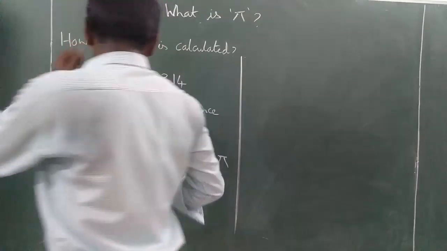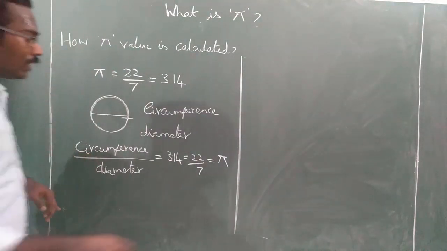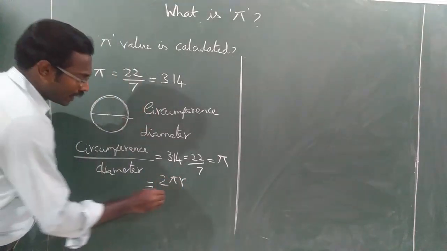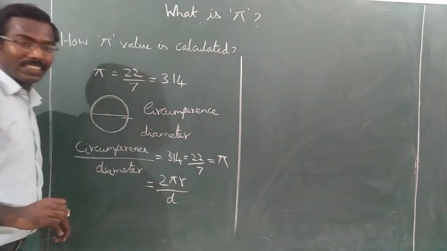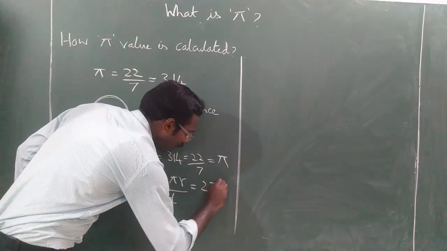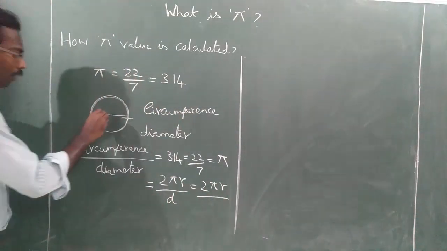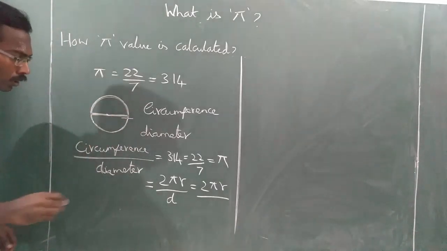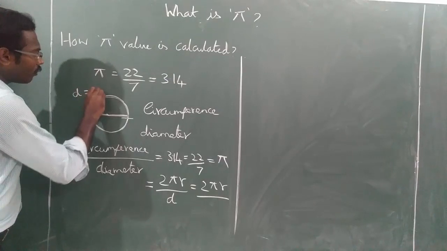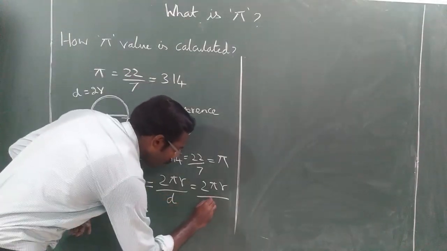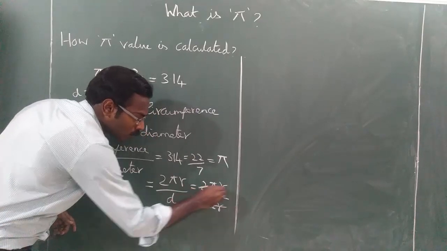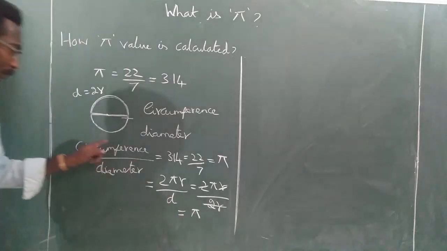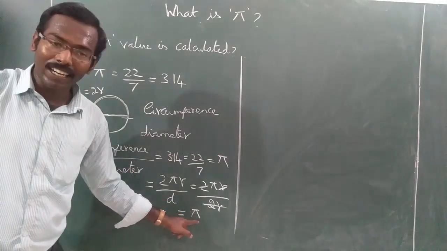What is the formula for circumference of the circle? Circumference of the circle formula is 2 pi r, divided by diameter. Diameter is mentioned as d. But diameter is this full, this half is radius, this half is radius. So diameter is equal to 2 into radius, 2r. So instead of d you write 2r. The 2 and r cancel. Remaining pi. Now theoretically we proved that circumference divided by diameter of a circle is pi.